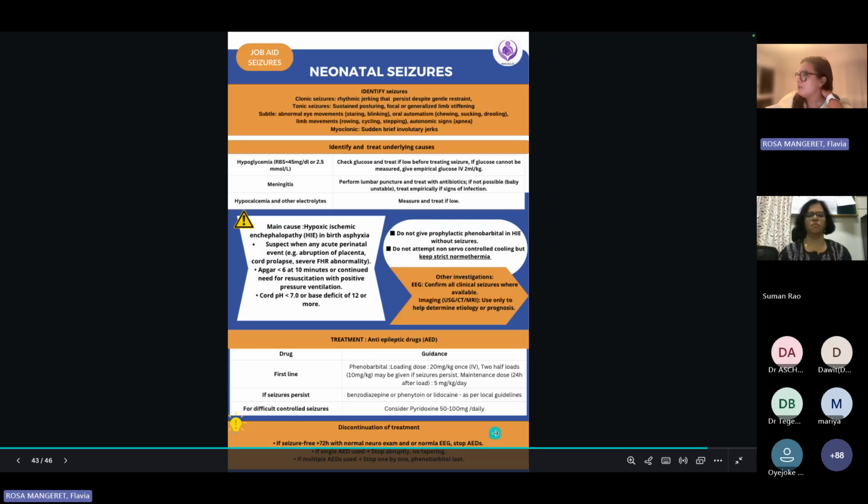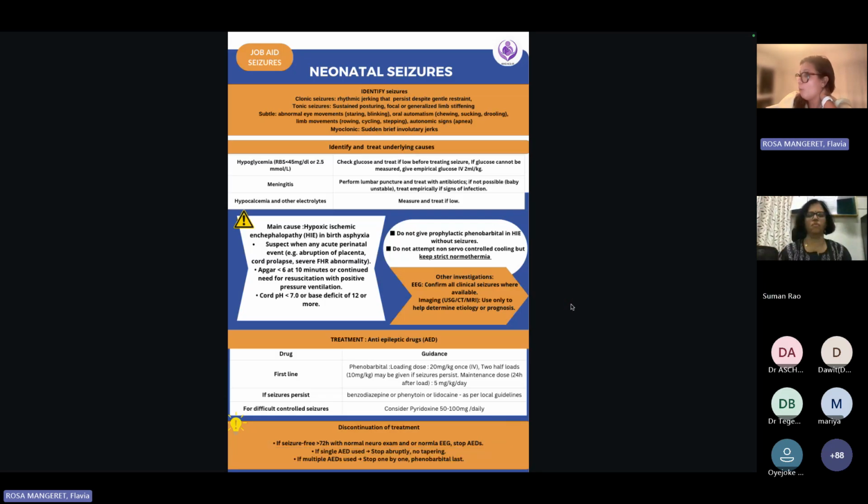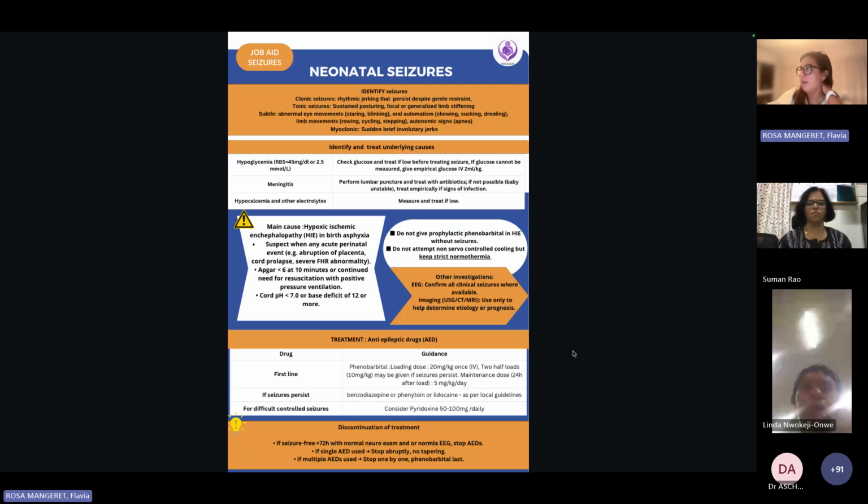When to discontinue the treatment: when seizure-free for more than 72 hours with a normal neuro exam and a normal EEG, stop antiepileptic drugs. If there is one single antiepileptic drug, we can just stop without tapering, so no need to reduce the dose, just stop. If there are multiple antiepileptic drugs, stop one by one, and phenobarbital is the last one to be stopped. So this is basically basic WHO guidance, for whenever you don't have a protocol for seizures. This is a guide for neonatal seizures in the CSIR facilities.